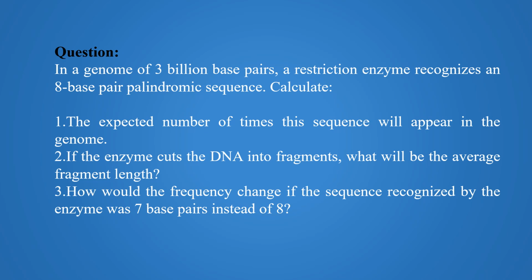So you can see this question. In a genome of 3 billion base pairs, a restriction enzyme recognizes an 8 base pair palindromic sequence. What you have to calculate is the expected number of times this sequence will appear in the genome. For that you have to use 4 raised to n, and here n is 8. If the enzyme cuts the DNA into fragments, what will be the average fragment length? And how would the frequency change if the sequence recognized by the enzyme was 7 base pair instead of 8?